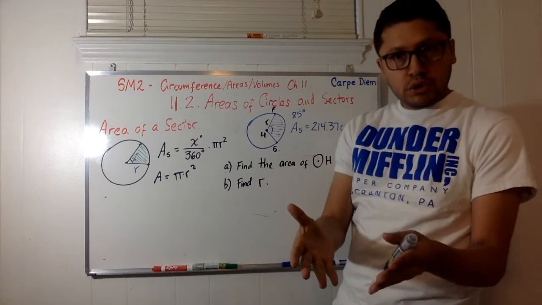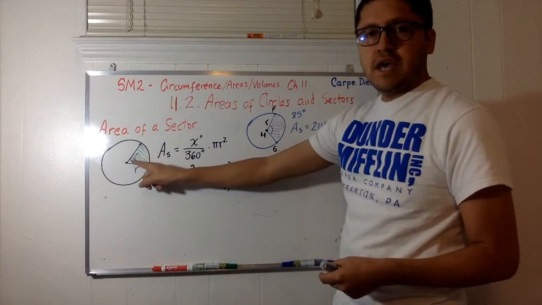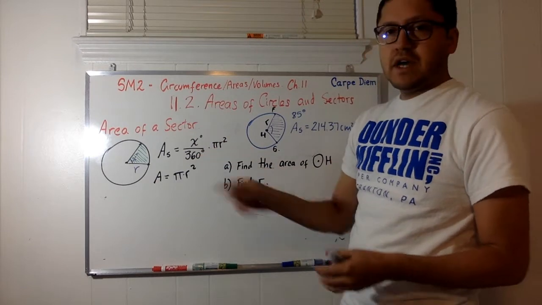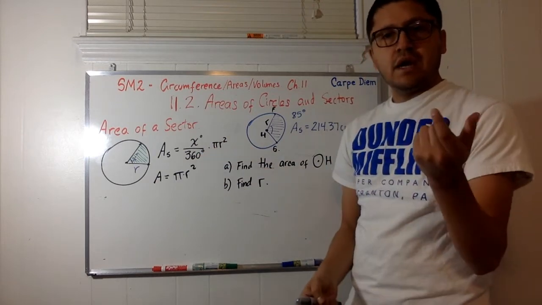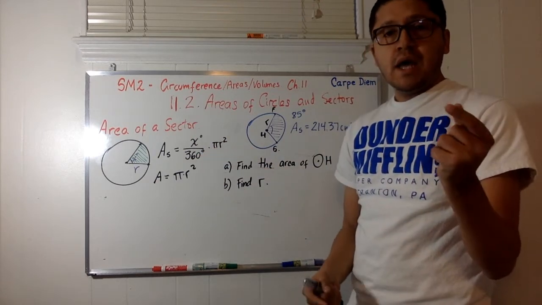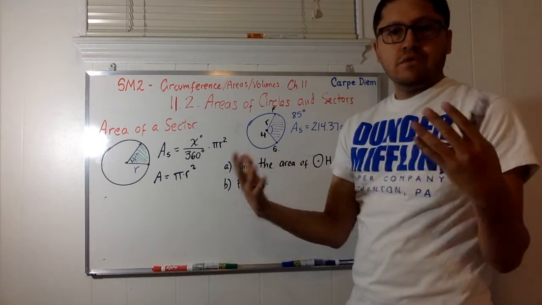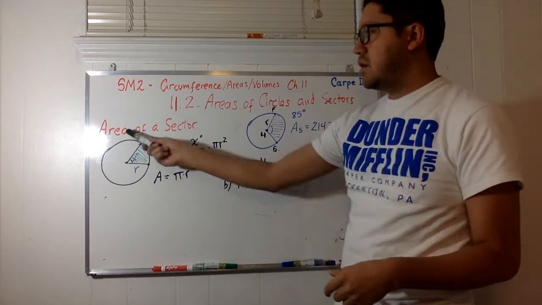What you usually do is use the angle you are given and divide it by 360. You're going to get a number between 0 and 1, and then you multiply it by the value of the total area, and then you will get the area of the sector.